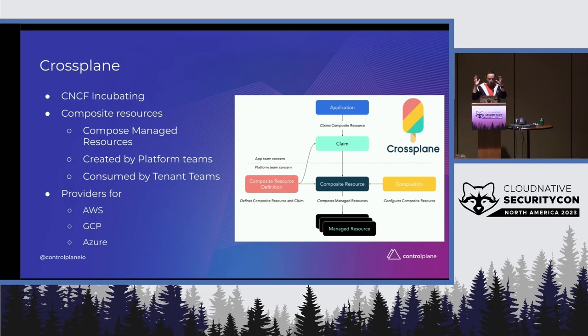So we have our resources grouped into composite resources, and they are then managed by providers, which are then deployed. This simplifies the life of cluster tenants, application developers, system deployers, who can claim a composite resource for their applications. For example, secure S3 and IAM roles as a single entity. And there are providers for AWS, GCP, and Azure.